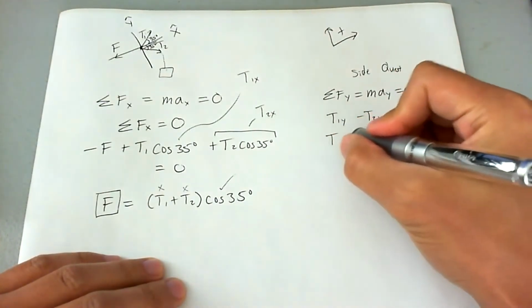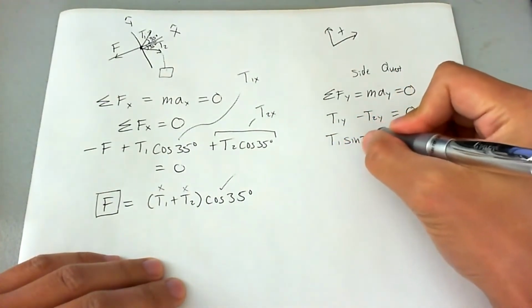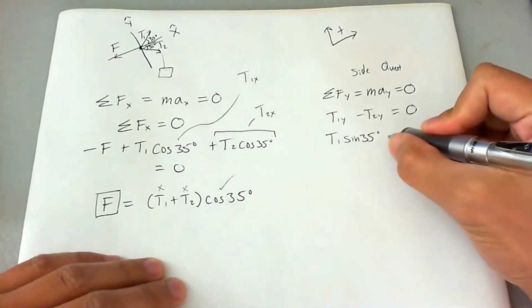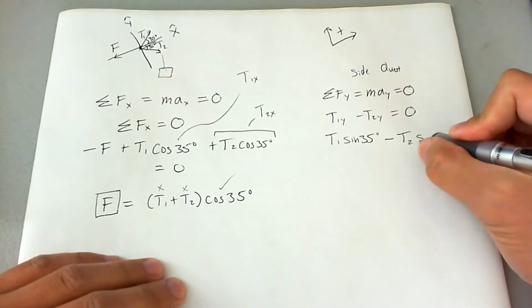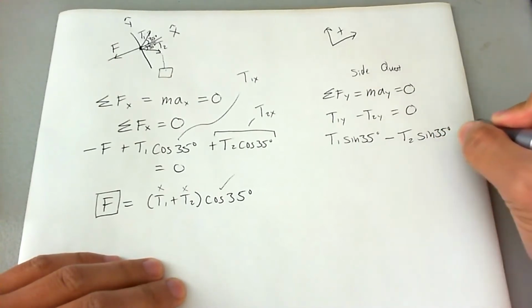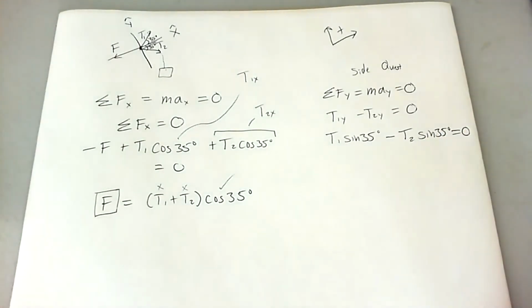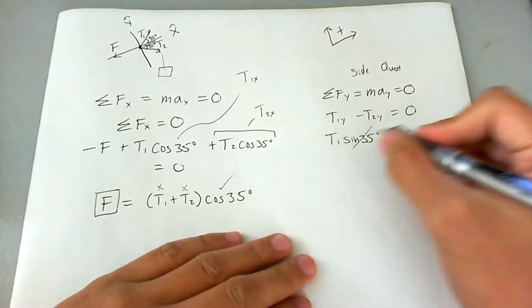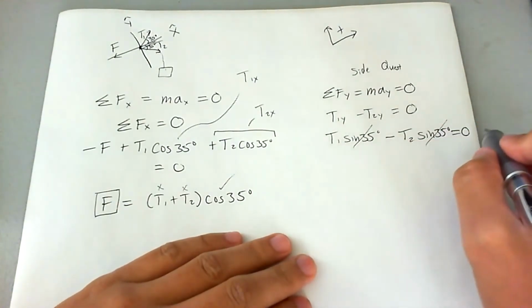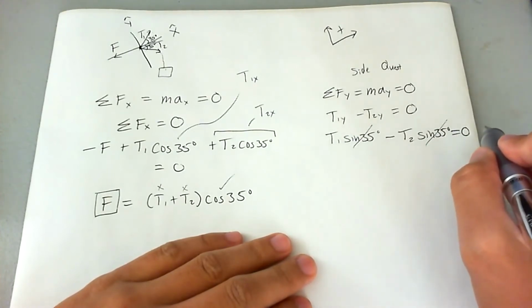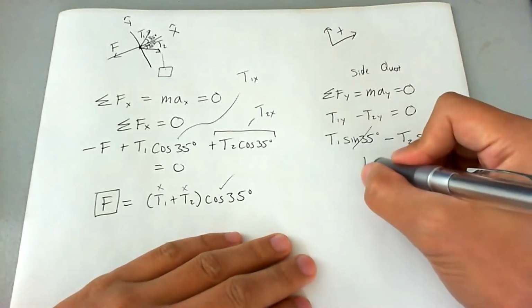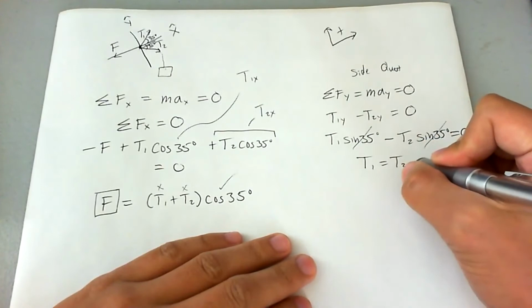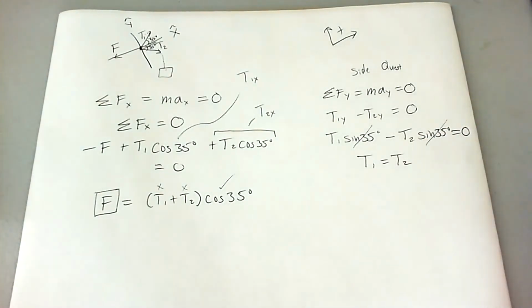T1 in the y direction is going to be T1 sine 35 degrees, and then T2 in the y direction, and there's going to be a minus in front, is T2 sine 35 degrees, and that's both equal to 0. We can go ahead and cancel out sine 35 because it's a common value, and dividing 0 by it would just mean that it remains a 0. So we end up getting that T1 is equal to T2. So that helps us a little bit there.